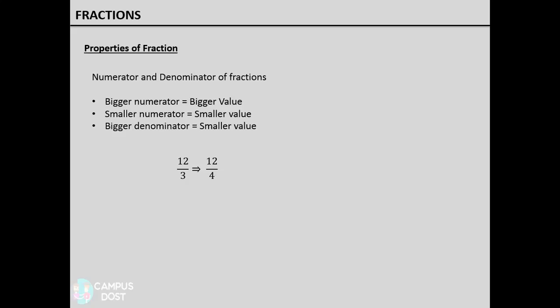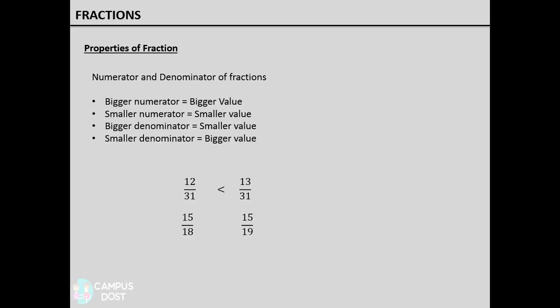Conversely, if we take a fraction and make its denominator smaller, the result is an increase in the value of that fraction. Okay, let's try a few examples. These two fractions have identical denominators, but their numerators are different. As such, we can use this property to determine which fraction has the greatest value. Since the fraction on the right has the bigger numerator, it must have the greater value.